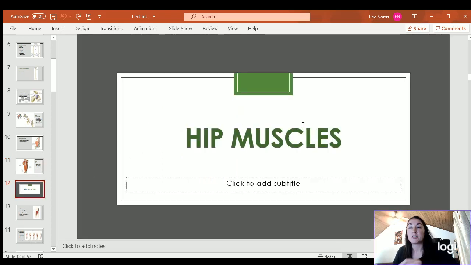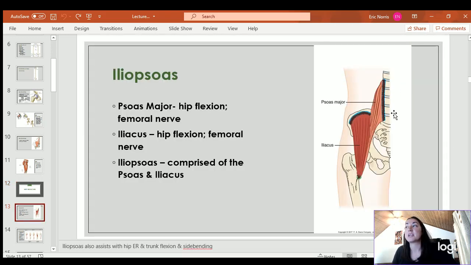So we're going to move on to our hip muscles. The first being the iliopsoas. So the psoas has psoas major and minor, and then the iliacus. They join together, and so we typically look at them as one muscle. It's actually two separate muscles, but both do hip flexion, and both are innervated by the femoral nerve. However, psoas also assists with your trunk flexion and with hip external rotation, trunk side bending as well. So it does more movements.